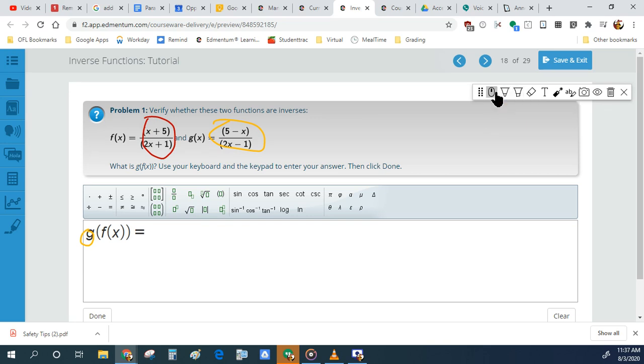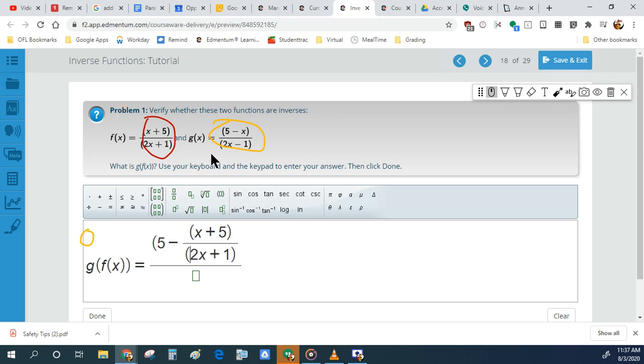Looking at this, I'm going to start off with a fraction, and I'm going to start off with minus 5 minus, and I have another fraction right here. So I have to put a fraction within a fraction, and that's going to be x plus 5, and then at the bottom here, I'm going to put 2x plus 1. I'm going to close this, close that.